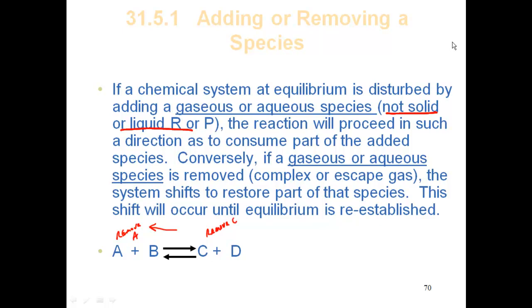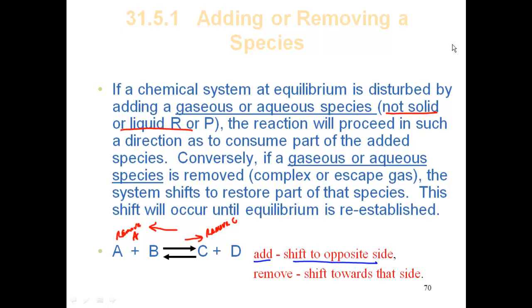Once again, I'm at equilibrium. I pull some C off. I'm going to have to shift to the right to produce more C to get back to that equilibrium. So in essence, if I remove any species, I'm going to shift in that direction to produce more of that species to get back to equilibrium. If I add anything, I'm going to shift to the opposite side. If I remove a species, I'm going to shift toward that side to produce more of that species. Now, in the homework, there are going to be some questions that have A, B, C, and D, but a lot of them have chemistry involved and reactions written. So you've got to be able to handle the chemistry.